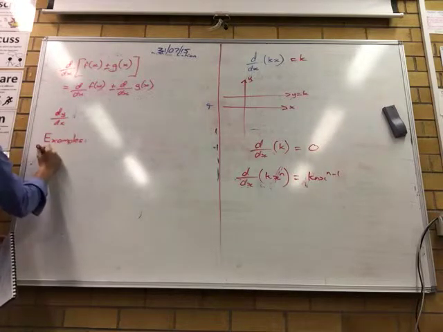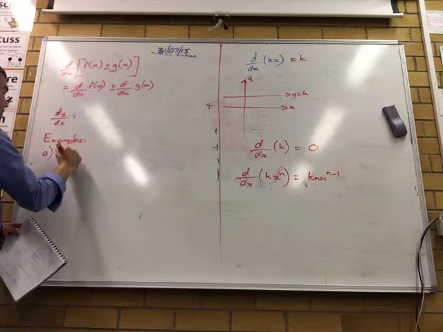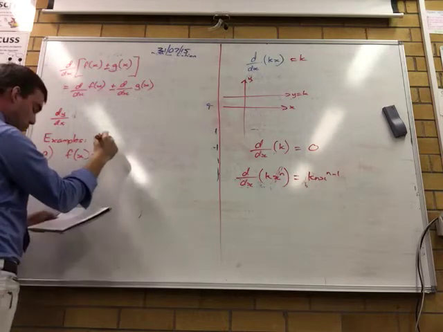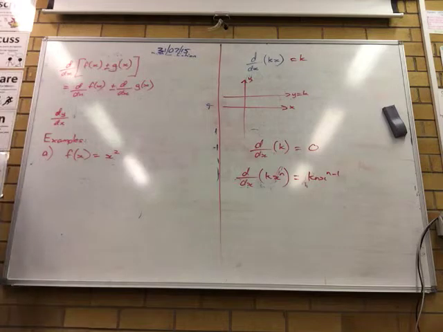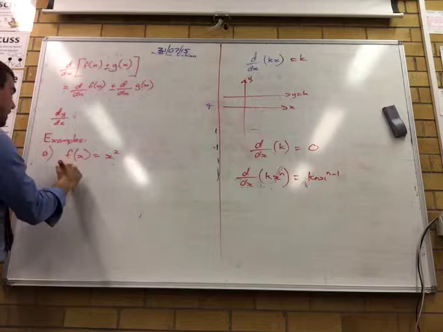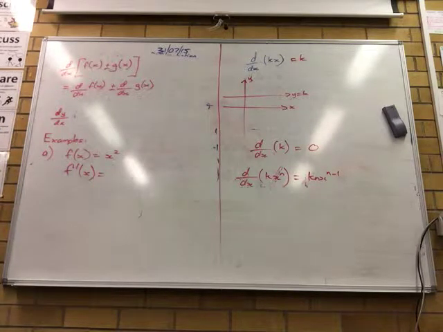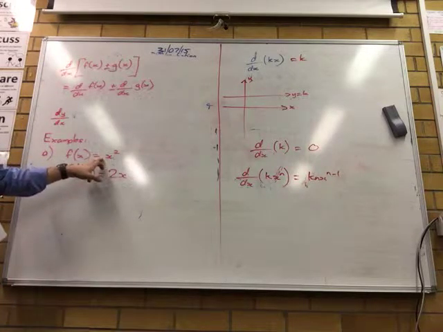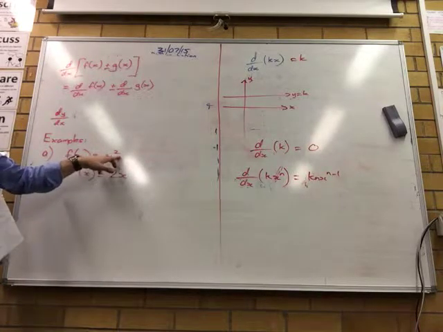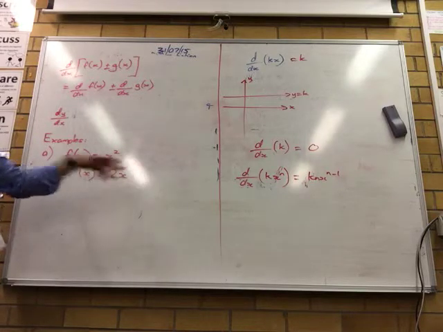Okay, example A. Differentiate the following. f of x is equal to x squared. The notation when you differentiate is f dash of x, which tells me that you are differentiating f of x. When we differentiate x squared, we get what? 2x. Yep. So you bring the 2 down out the front, x, and take 1 off the power. Because the power is 1, we don't need to show it.